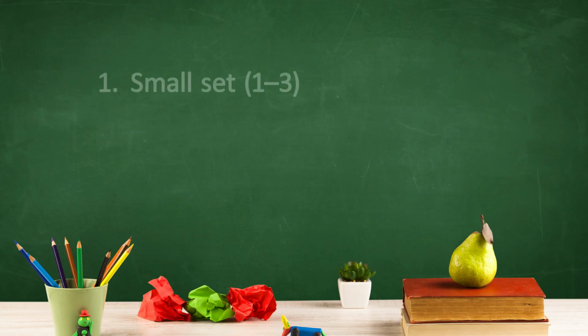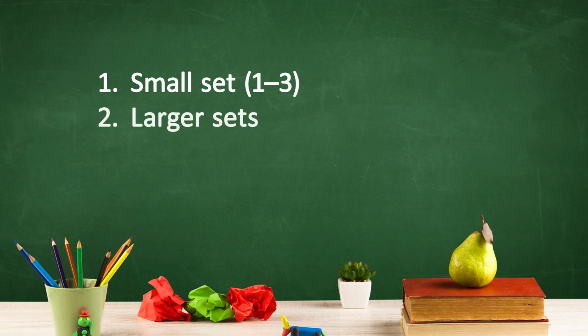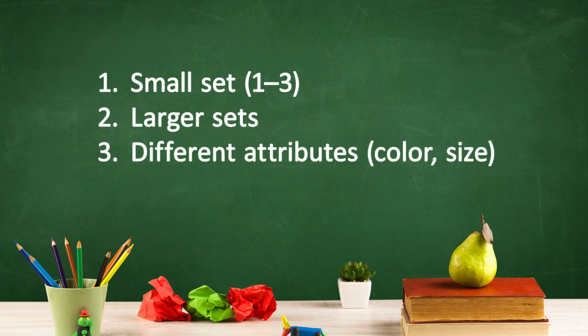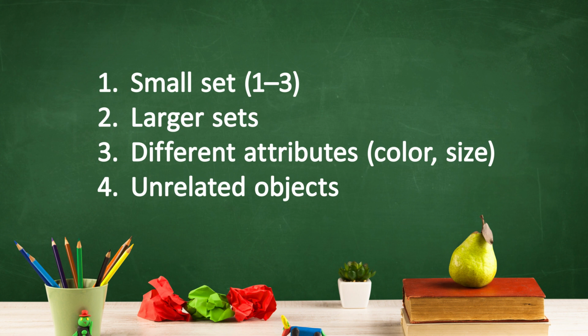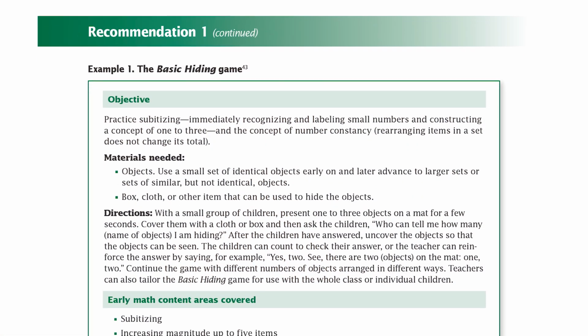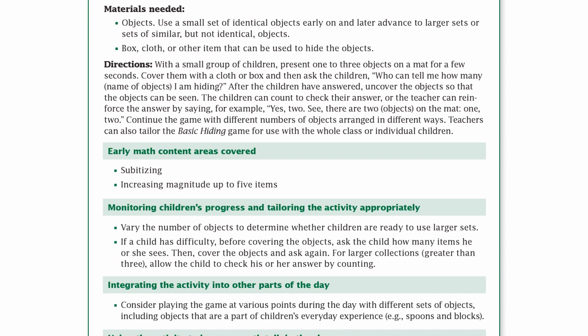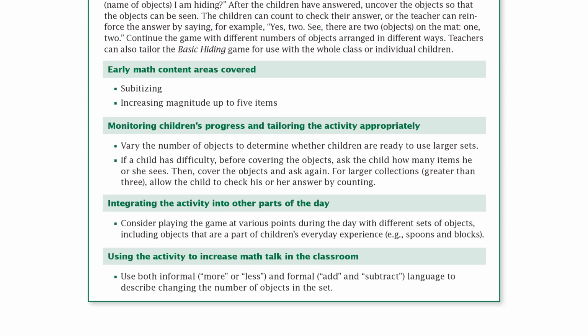It's a good idea when practicing subitizing to start with a small set of just 1 to 3 objects that are the same, and then move to larger sets of objects. Once children get the hang of it, introduce objects that are the same but have different attributes such as colors or sizes, and then eventually unrelated objects. This will support children's development of a more general concept of number. The practice guide also provides instructions for a simple hiding game to practice subitizing with small groups of children.